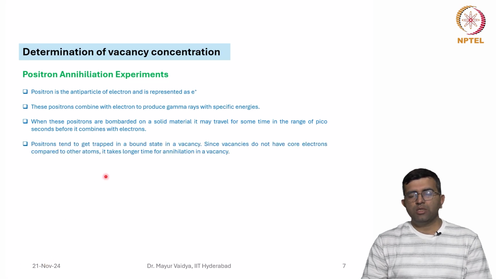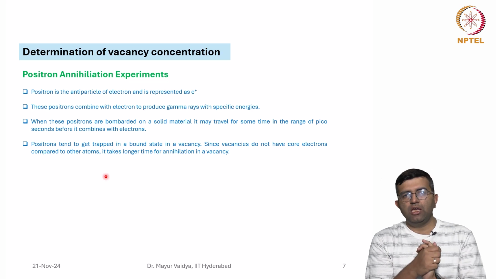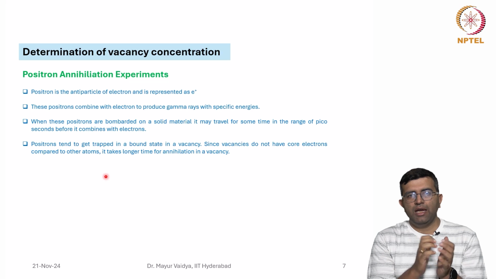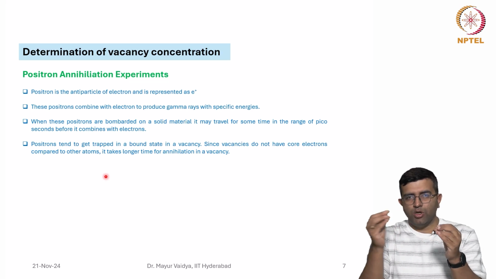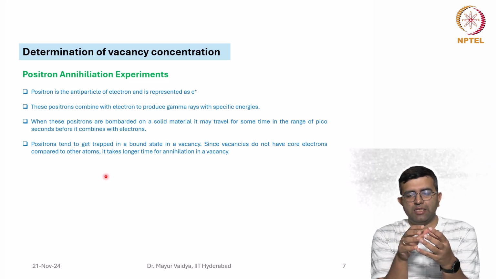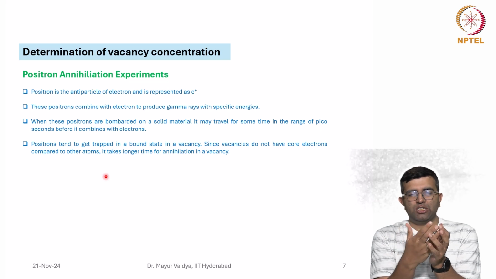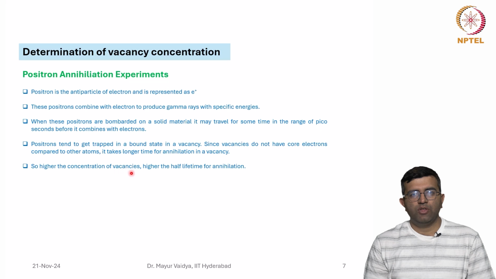Now, when positrons are traveling inside the material, they get trapped in a bound state in a vacancy. As vacancies do not have core electrons compared to other atoms, it takes longer time for annihilation. So that means this positron wants to get annihilated by interacting with an electron, but in between, if a vacancy comes, it gets trapped, and then the time for annihilation becomes more. So the higher the concentration of vacancies present, the higher the half-life time for the annihilation.